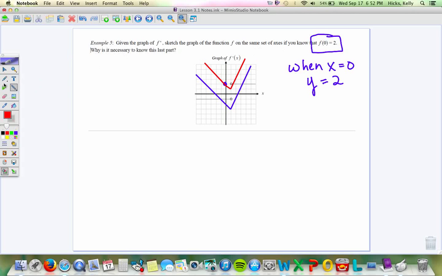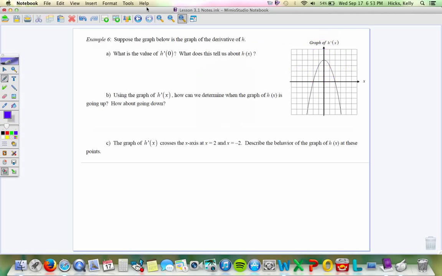Okay, so why is it necessary to know the last part? Well, it's necessary to know the last part because otherwise we could have drawn just countless, infinite numbers, in fact, of essentially a V on our graph. But by narrowing down this point right here, they gave us a frame of reference. Not only do we know what the slope of the graph is going to be because we are given the derivative graph, but now we know an actual point on the graph. That nails it down where we're going to be.